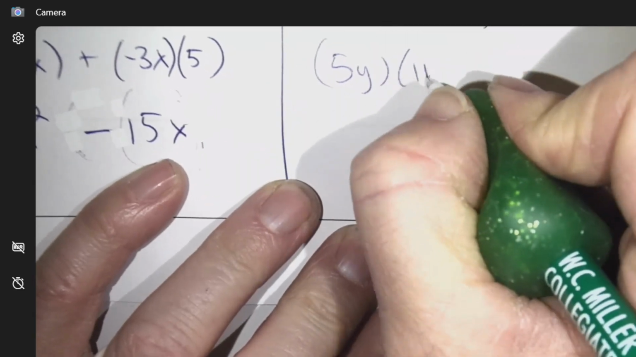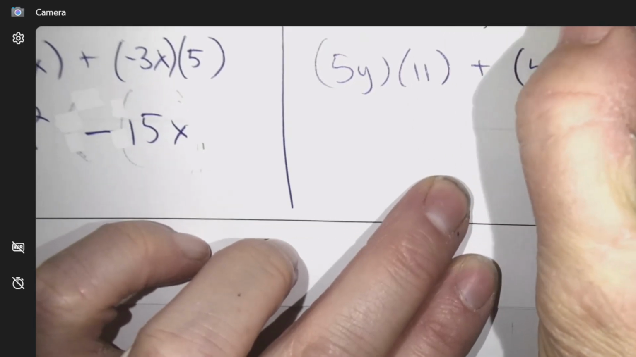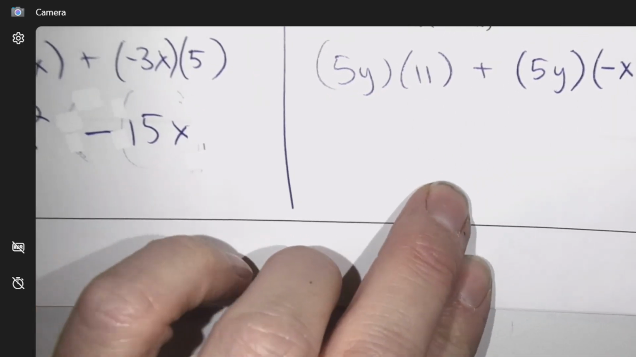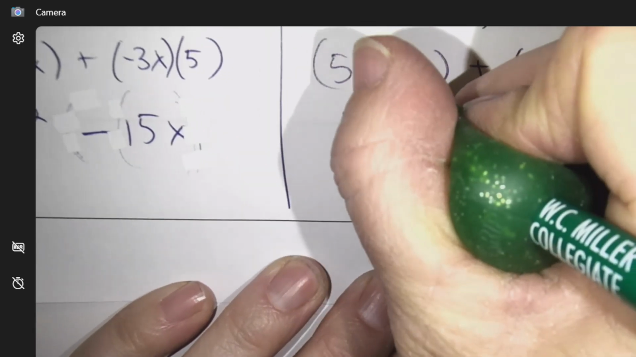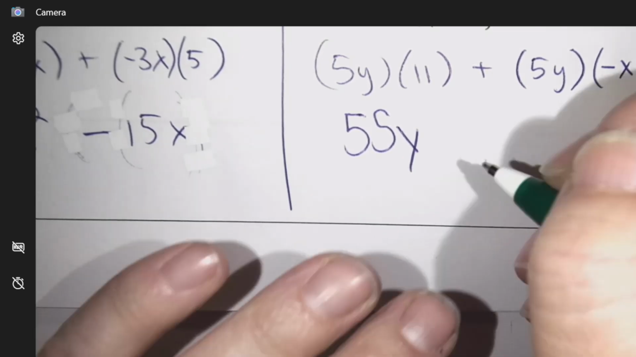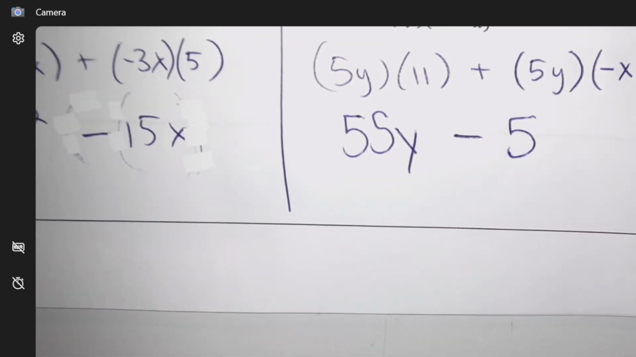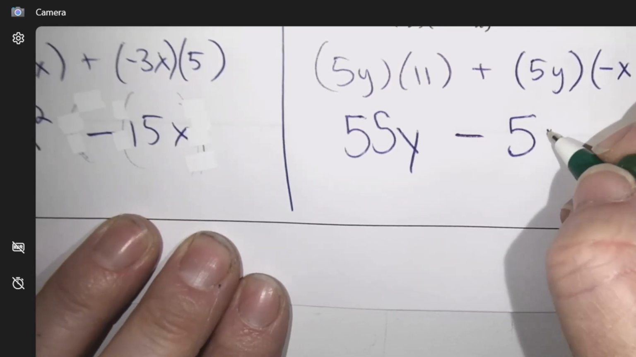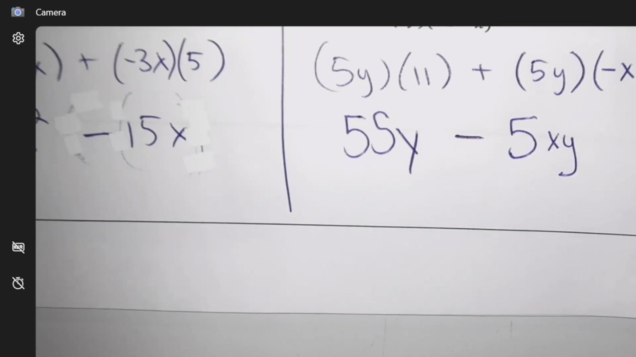if I was to distribute, it would be 5y times the 11. Then it would be the 5y times a negative x. So distribute, so the 5y has to do both things. Okay, so this first should be 55y. And the next item should be subtract 5, or plus negative 5, xy. Okay, you can't combine. They're not the same letters. You can't put anything together.